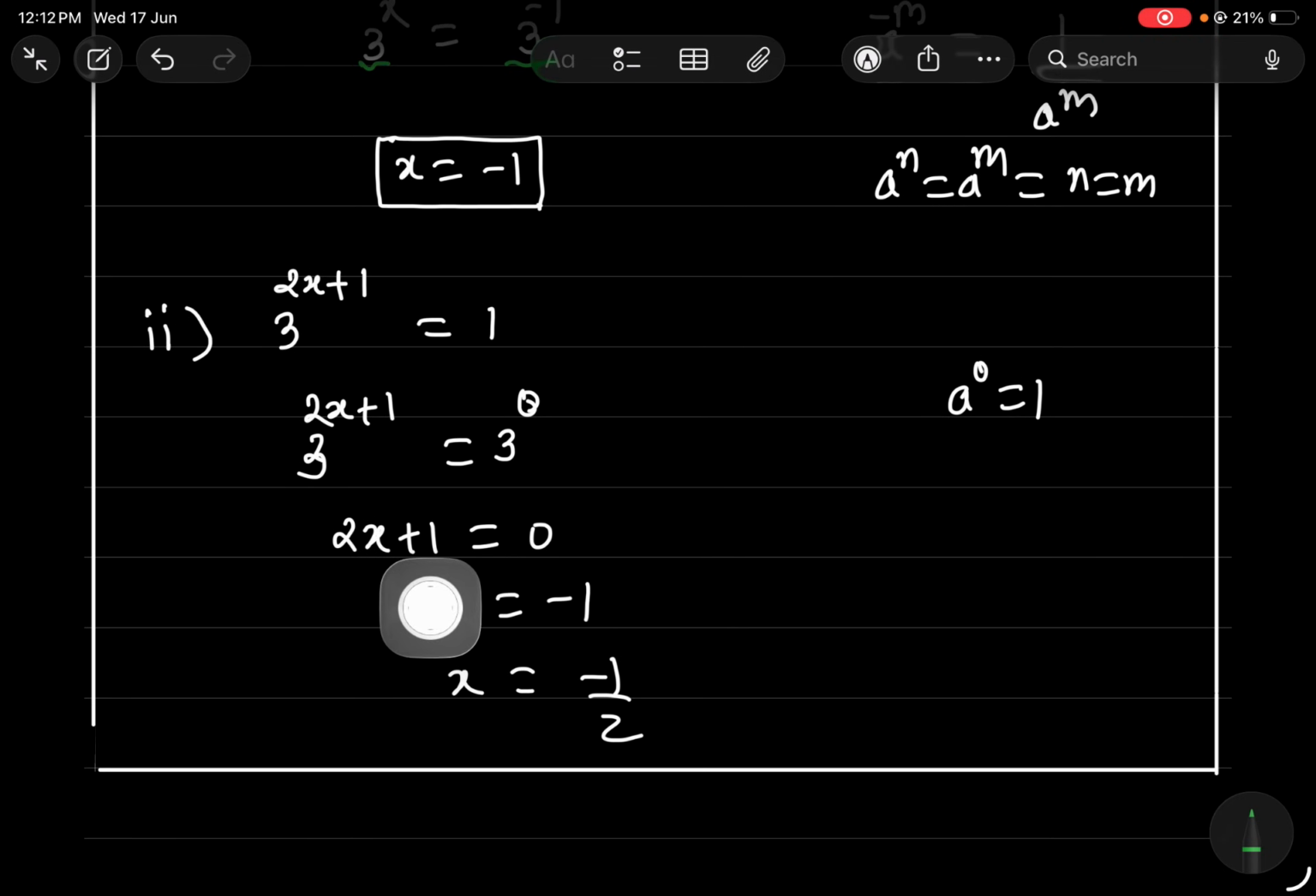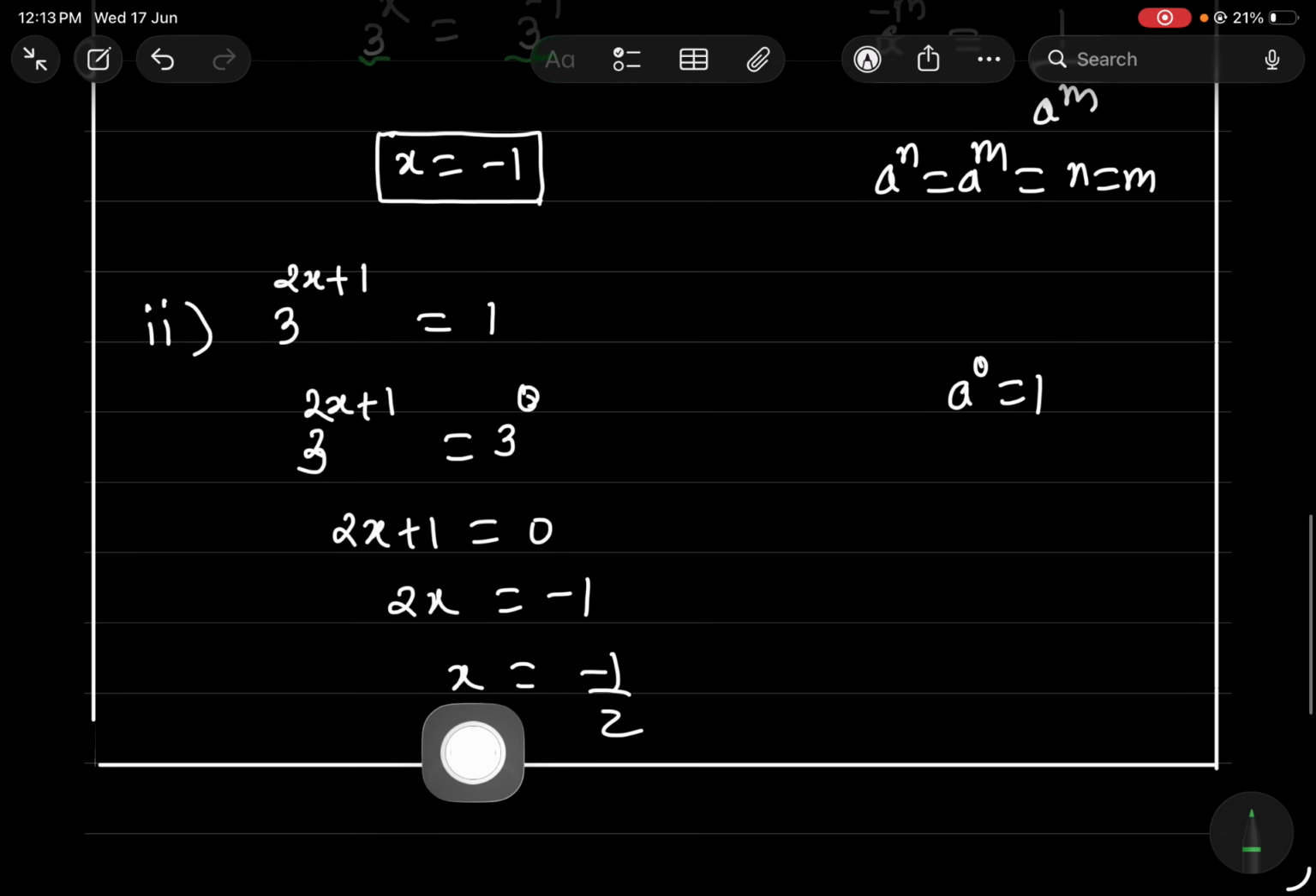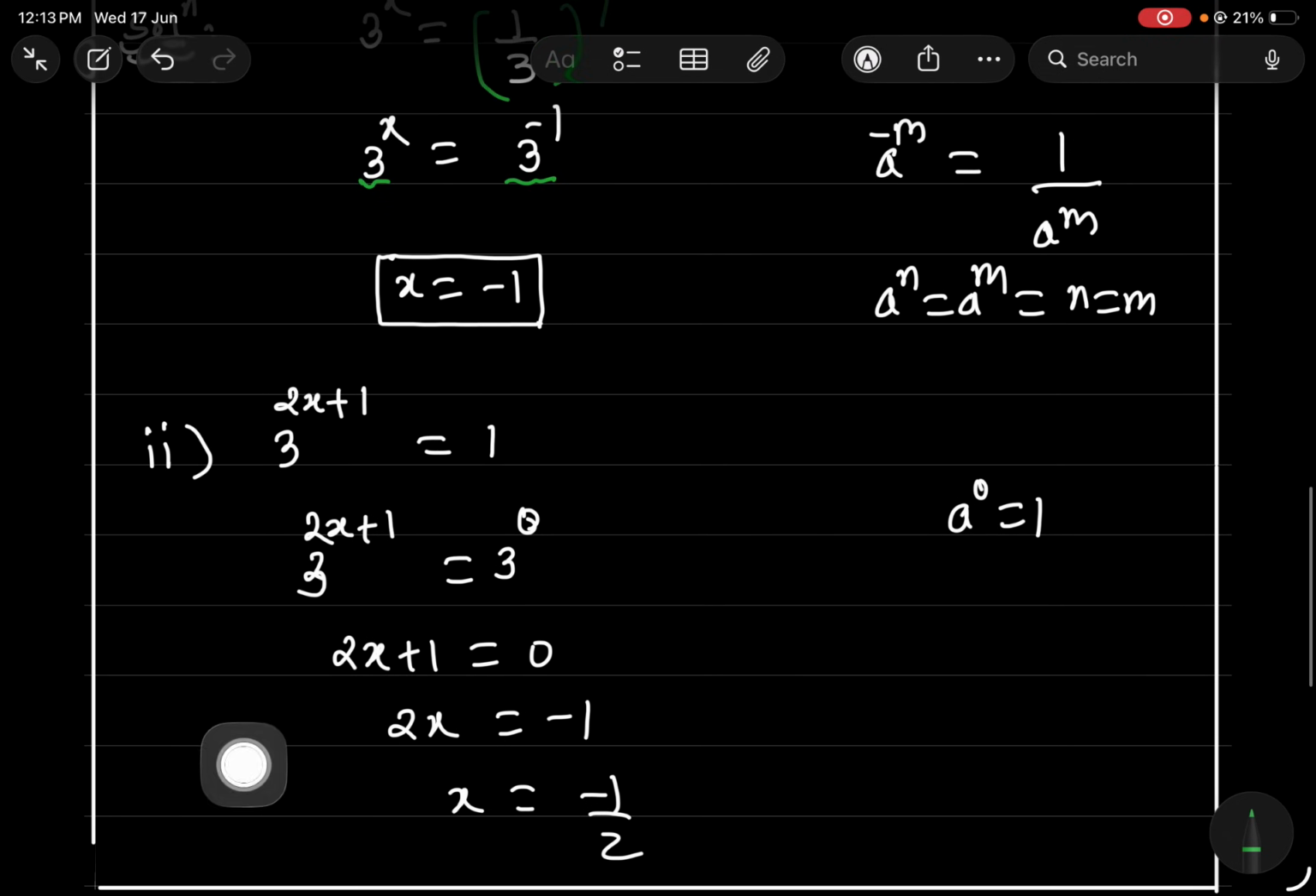Okay, so 2x, this minus 1 is transposing this side, 2x equal to minus 1, x equal to minus sign as it is, 1 upon 2. Here 2 means it is multiplication, so upon will come transposing this side. So x equal to minus 1 upon 2.